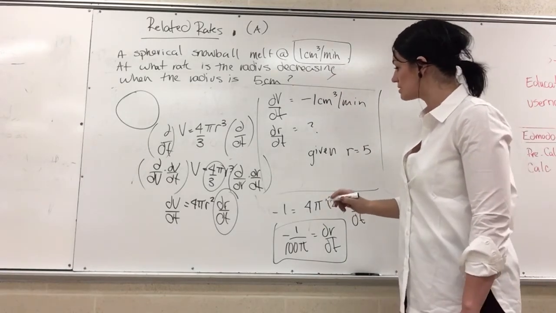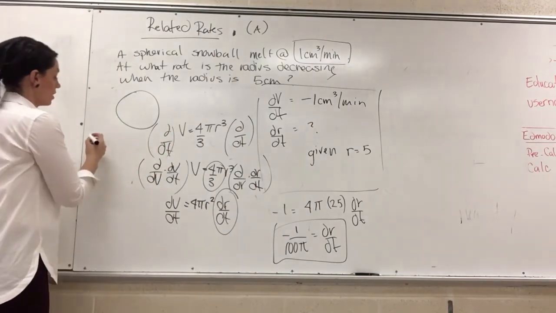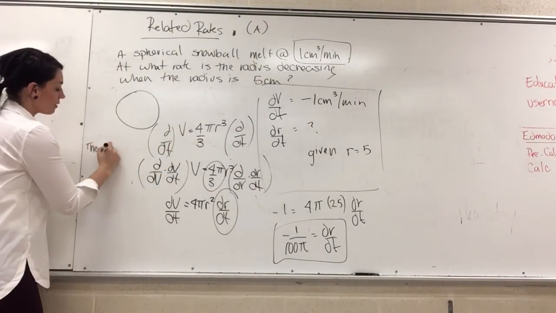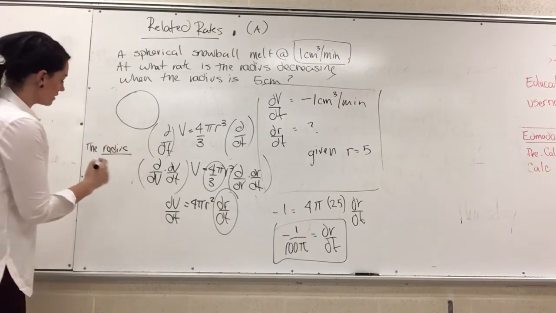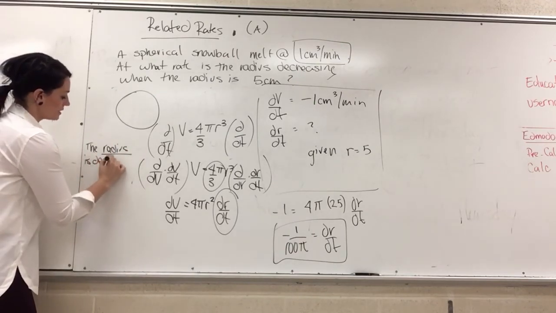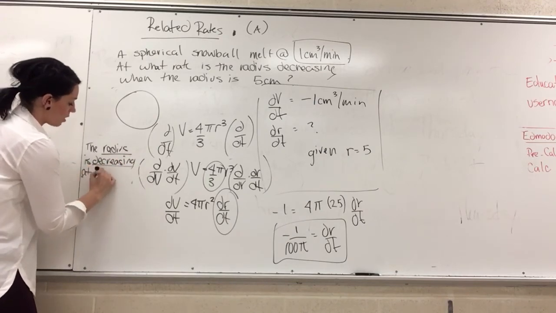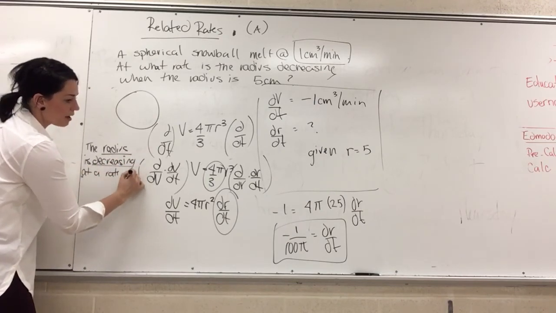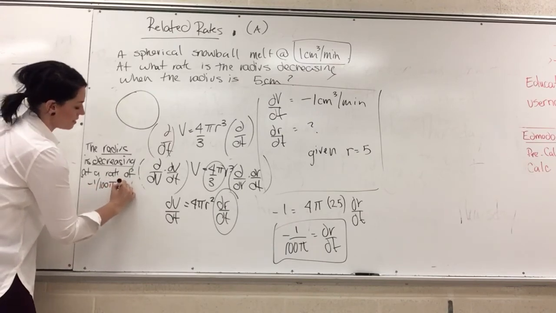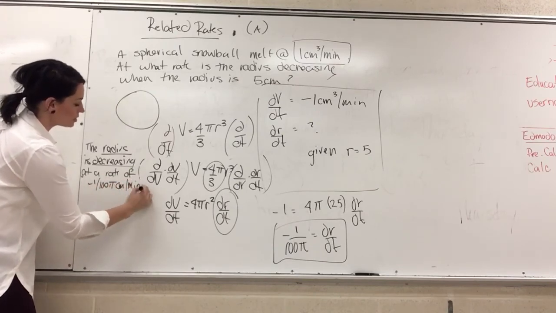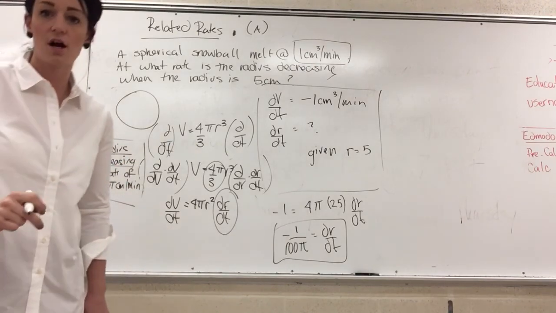Okay, and to finish the question off, you should always write a sentence. You need to write what is actually changing, whether it's increasing or decreasing. So the radius is decreasing at a rate of minus 1 over 100 pi centimeters per minute. So when you're doing these related rate application problems, finishing it off with a sentence is worth a mark.